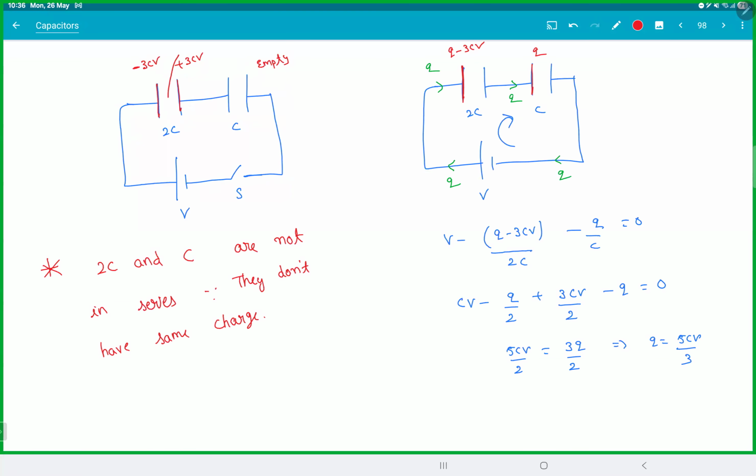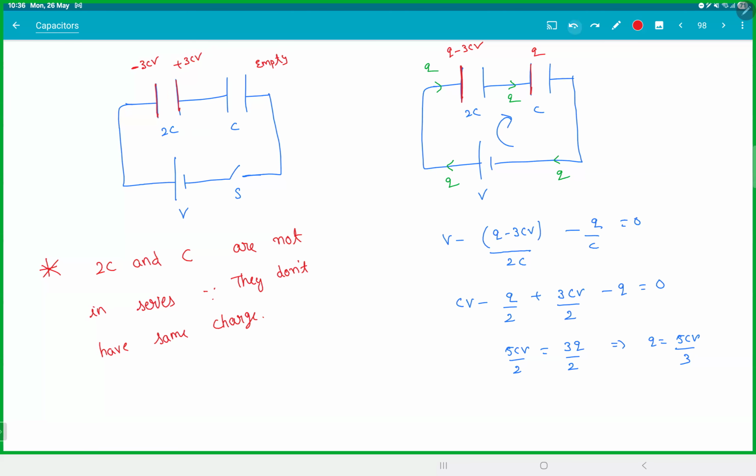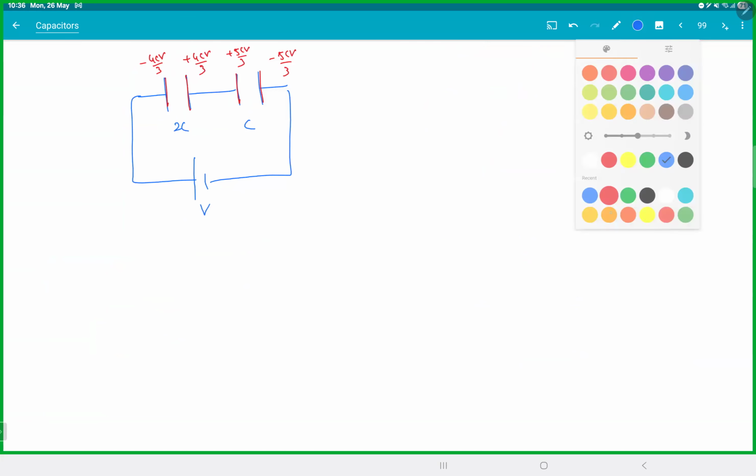The problem is, if you look at this system, the plus 3CV charge is stuck there, isn't it? On those two plates, 3CV charge is always stuck. So whatever you do, you can't remove that charge from there. The two capacitors can never be in series. I think, yeah, you're done.